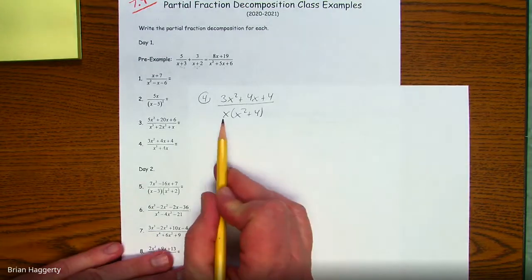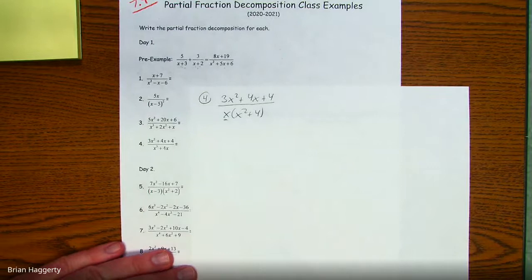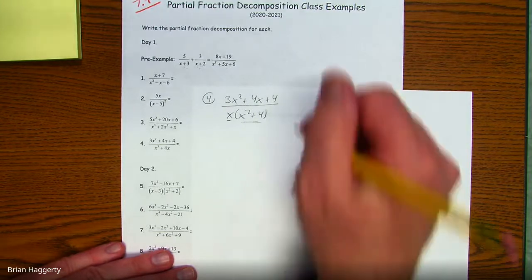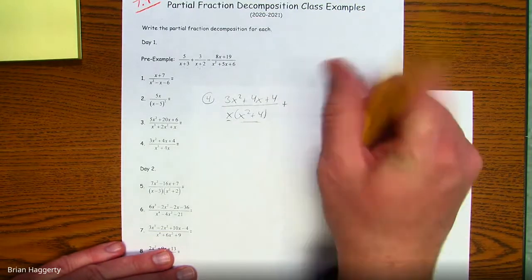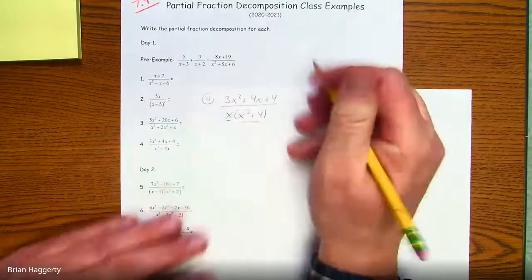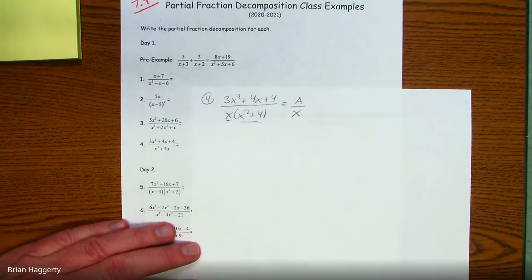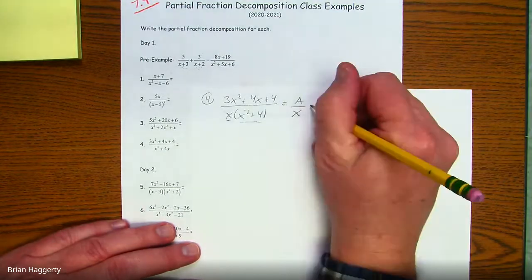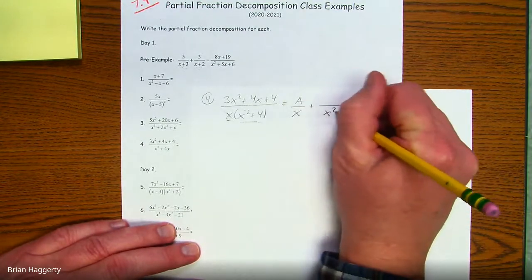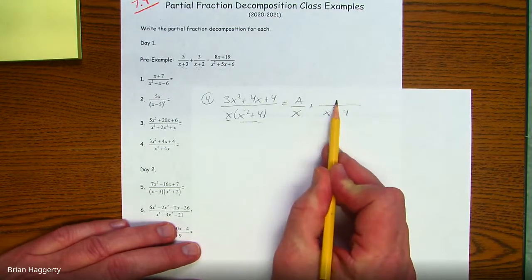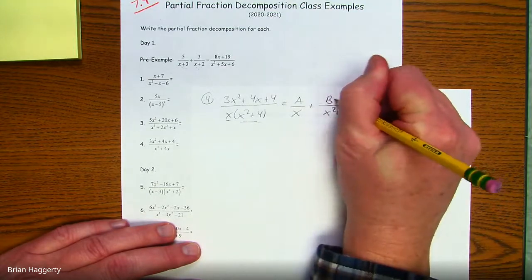Okay, so here for the x, we have a distinct linear. This is the first time now that we have a true quadratic. This is a quadratic that cannot be written as a linear times itself. So for the distinct, it's not a plus. For the distinct linear, that's going to be the bottom of its own fraction. So it'll be an a over x. For a distinct quadratic, that'll be the bottom of its own fraction. But now if this is a quadratic, we have to have a linear up top. So what we're going to have is a bx plus c.